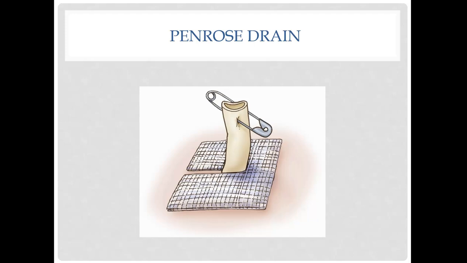So this is a picture of a Penrose drain. As you can see, it's open. It's usually going to be on something that's draining. We're trying to drain the fluid out, that's what all of these are basically doing. But it may be on an abscess that's been drained or whatever. But this is what it looks like. You just want to keep it clean and keep a dressing over it.